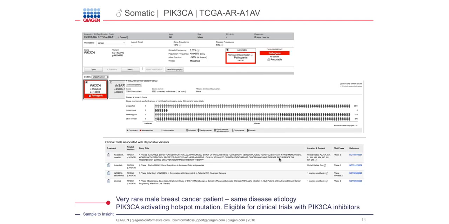Male breast cancers are very rare. We can notice the same disease etiology in the case of breast cancer. We have a different PIK3CA variant, but it is still an activating mutation in a hotspot region. And it is also a variant that is eligible for clinical trial.